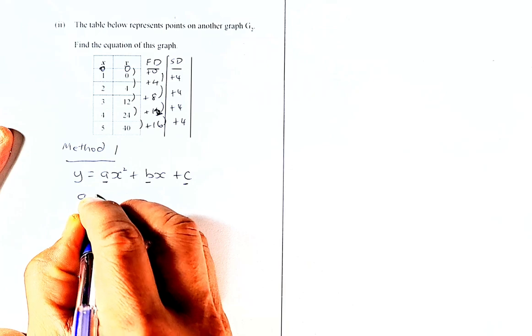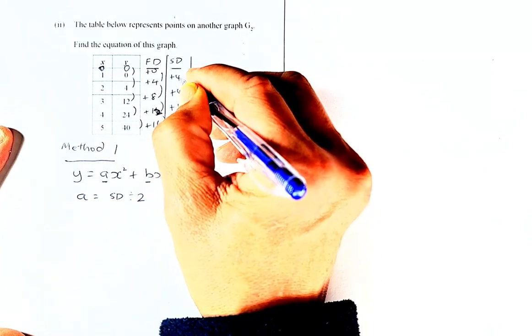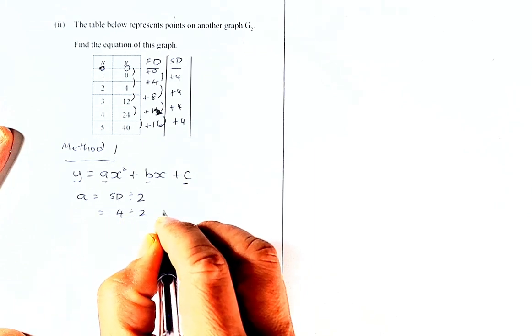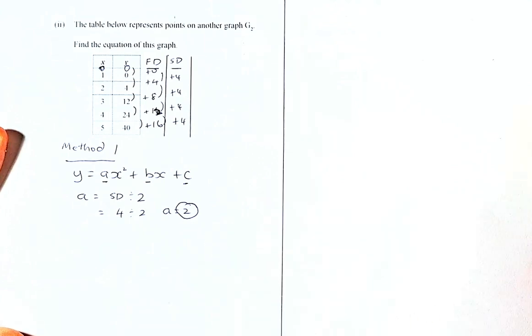So a is easily found. It is the second difference divided by 2. In our case, the second difference is 4, so it's 4 divided by 2. So your a is equal to 2. Take note that a equals 2.